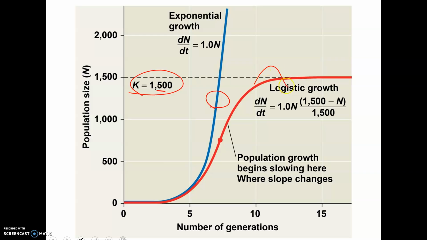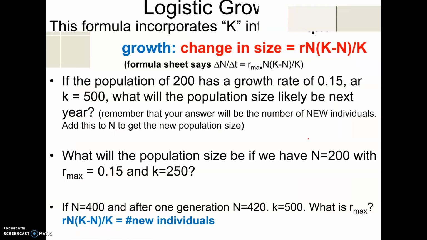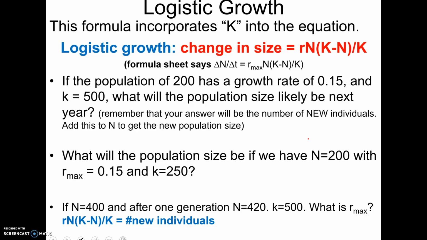Again, in real life, it would do more like this. And this can change, by the way. K could change. Deforestation could knock out part of the environment. Now there's a new K. So now that population will actually decline over the next couple of years because now there's more competition because we've changed their environment. All right, so here's the formula for logistic growth.